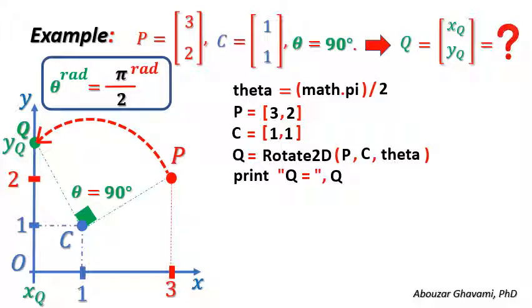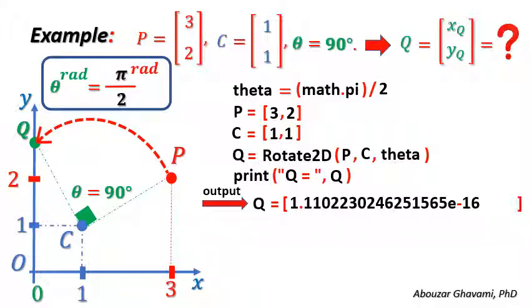Note that in Python 3 we use parentheses in print command. We obtain Q as a two-element list with xq equal to 1.1 times 10 to the power of negative 16 and yq equal to 3.